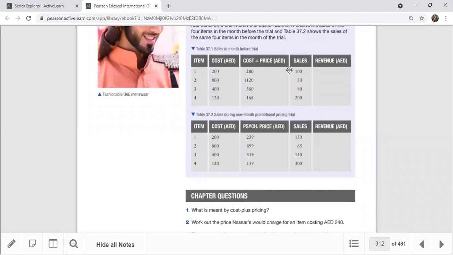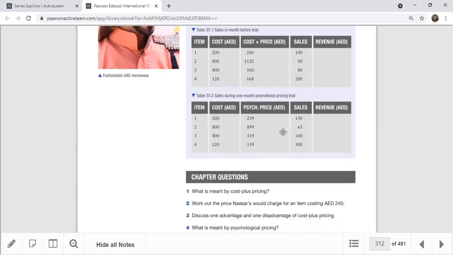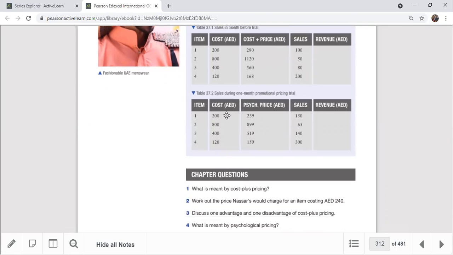Sales would be like this: 150 items, 80 items, and 200 items. This is before, and this is after. During the trial period, you can see they have changed the prices. Cost 200, so for the selling price they say, okay, let's sell it at 239. And 800, let's say we sell at 899. Reduce the price a little bit and keep an odd number, 899.